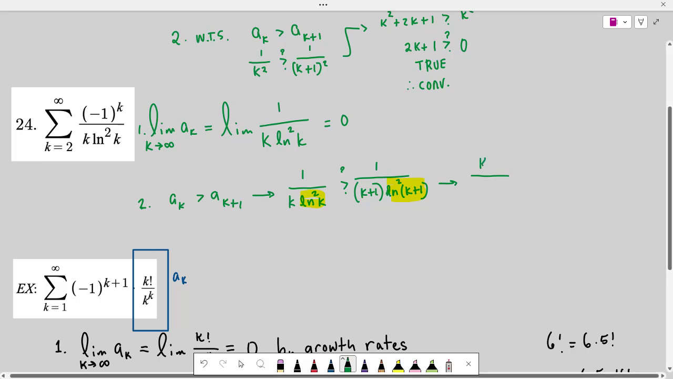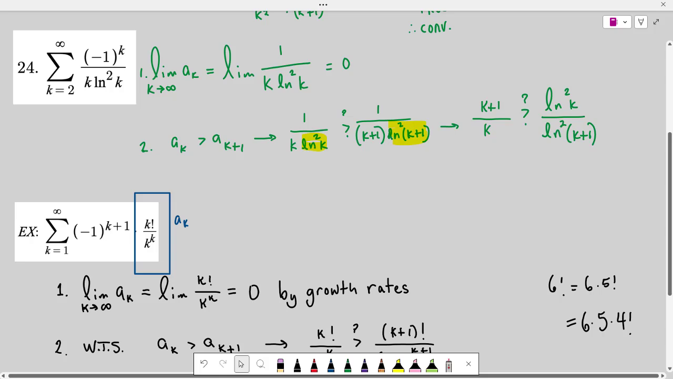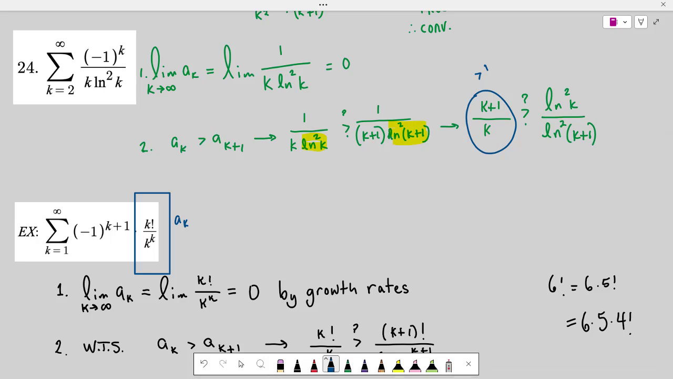Okay. Let's just notice this, that if we put the k's over here, excuse me, and we put the ln's over on this side, we would have that. And isn't it true that this is always greater than 1? K plus 1 over k? Right? It's going to be 1 plus 1 over k, and k is a positive integer. So that's always going to be bigger than 1. This is always going to be less than 1.